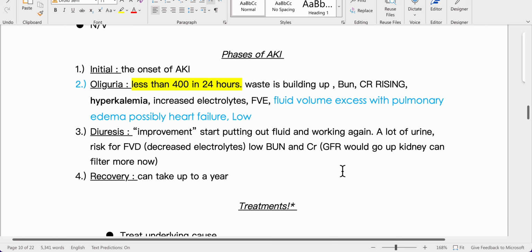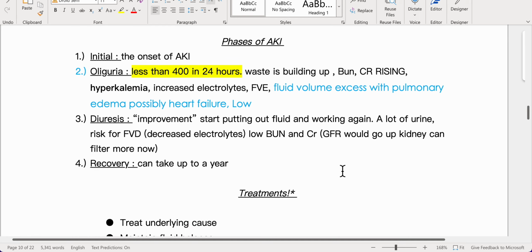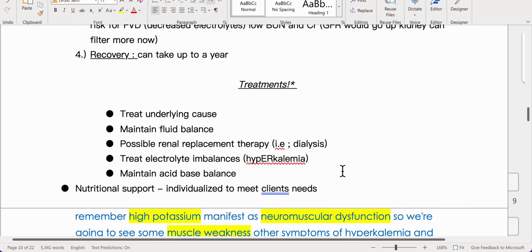low urine output. 3. Diuresis, improvement: they start putting out fluid and working again. A lot of urine, risk for FVD, decreased electrolytes, low BUN and creatinine, GFR would go up, the kidney can filter more now. 4. Recovery, can take up to a year.